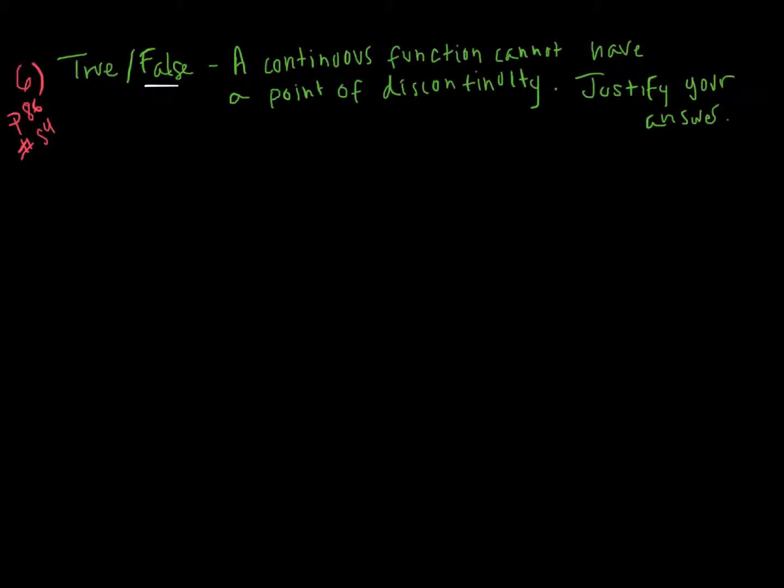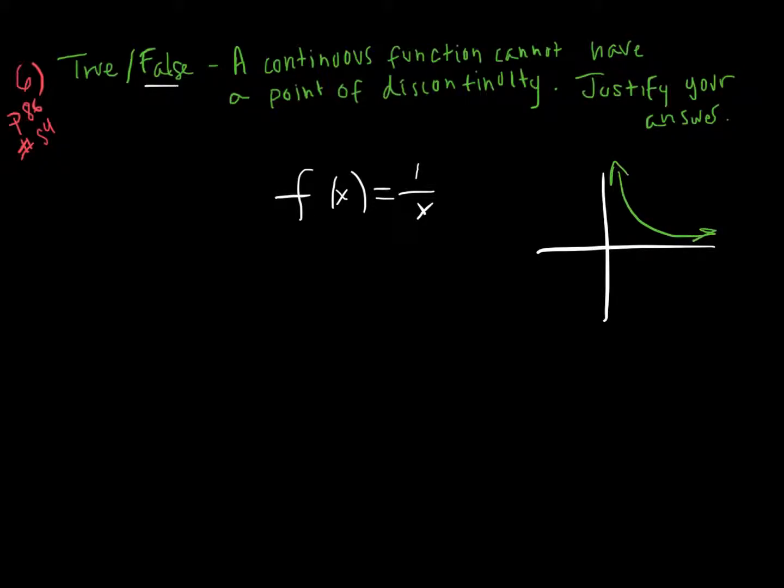If there's a value that is not in its domain, we don't care if it's discontinuous there. And the example of this is the function 1 over x. Okay? 1 over x, its domain is everything but 0. And if we graph it, it has an infinite discontinuity at 0.